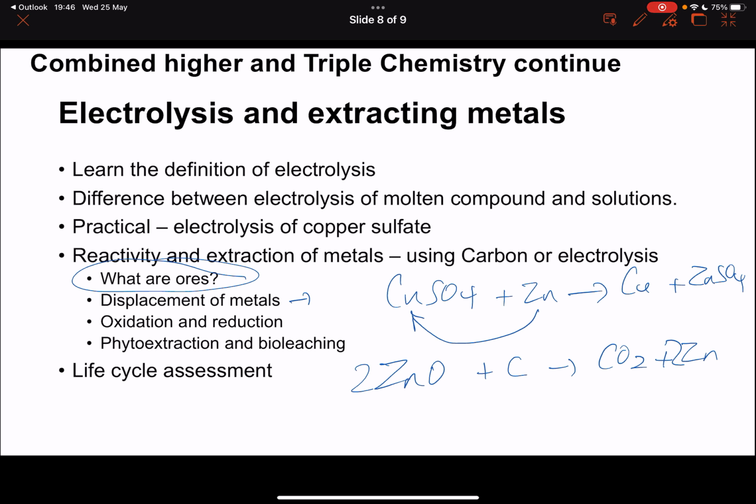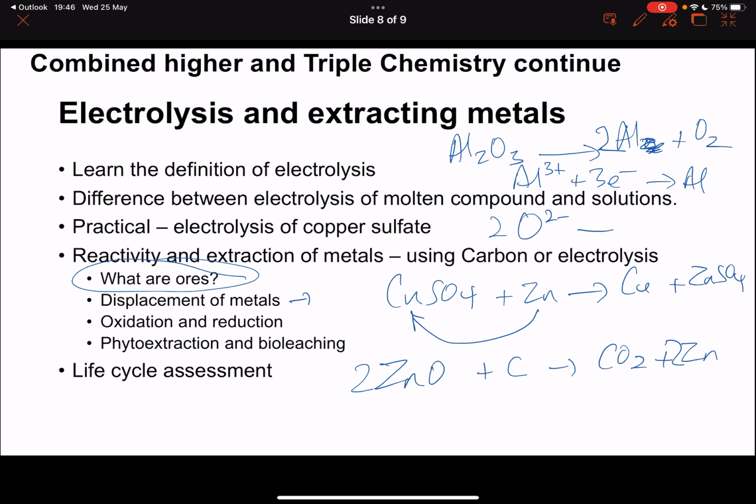The other thing you need to know is, please remember the extraction of aluminium oxide. Aluminium oxide is extracted using electrolysis. You produce aluminium and oxygen, and the half equations are: the aluminium ion at the cathode produces aluminium, and the oxide ion produces oxygen and 4 electrons.